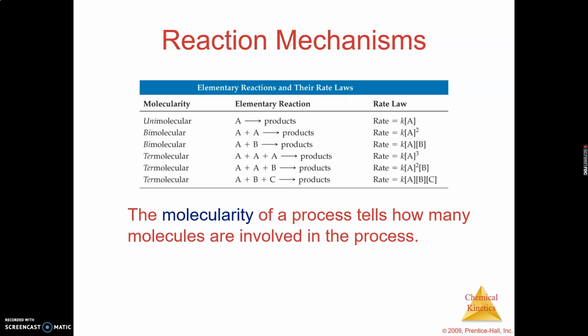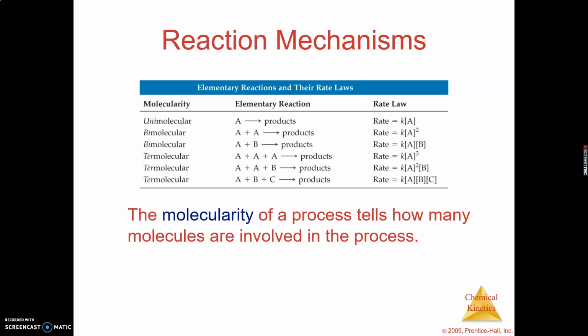The first thing is the molecularity. The molecularity of a process tells you how many molecules are involved. So unimolecular means there's only one molecule involved. Bimolecular, 2 molecules. Termolecular, 3 molecules. And so you see here 1 molecule versus 2 molecules versus 3 molecules. And 3 molecules could be 3 of the same thing, or it could be 2 different things, or 2 of the same, 1 different, or all 3 different. So the first thing, unimolecular versus bimolecular versus termolecular.